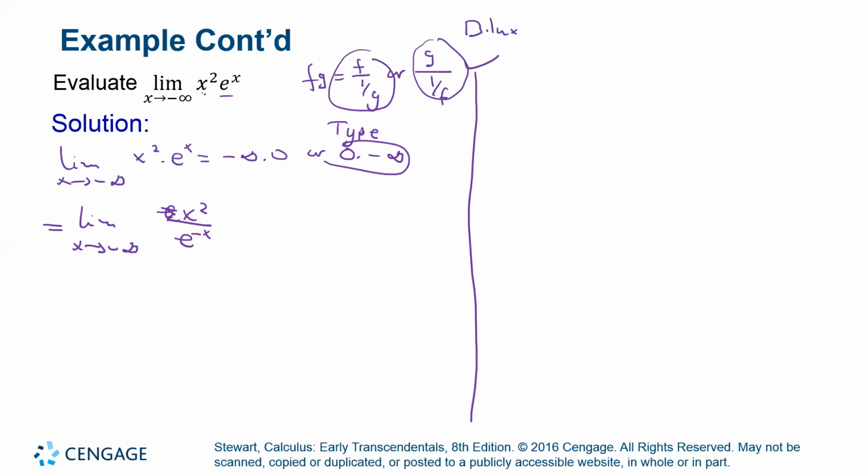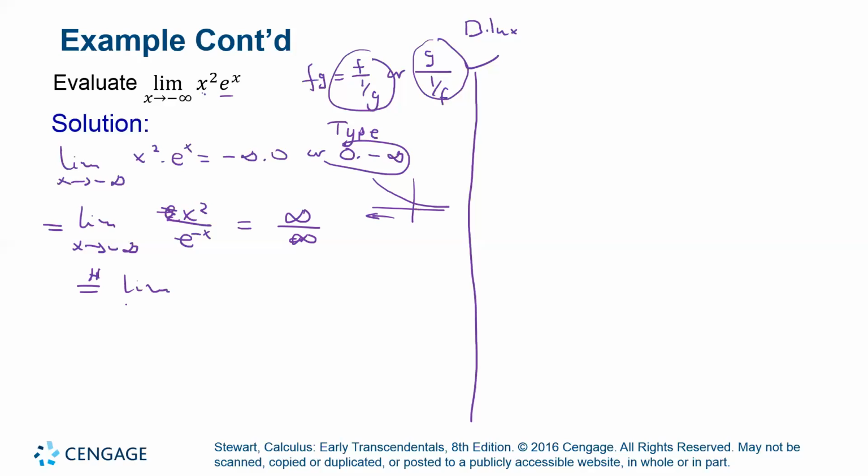We apply the limits there. e to the negative x goes to positive infinity. Now e to the x, and x goes to negative infinity. That goes to positive infinity, because the graph of that is like this. And so if you are going to negative infinity, that can be done there. So then we can apply L'Hopital's rule here.